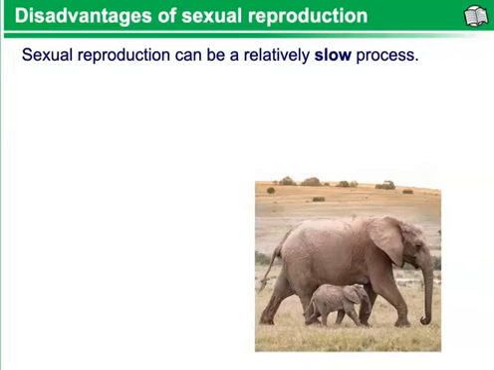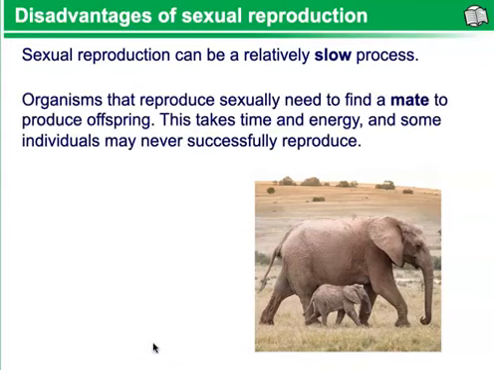Disadvantages of sexual reproduction. Sexual reproduction can be a relatively slow process. Organisms that reproduce sexually need to find a mate to produce offspring. This takes time and energy, and some individuals may never successfully reproduce.